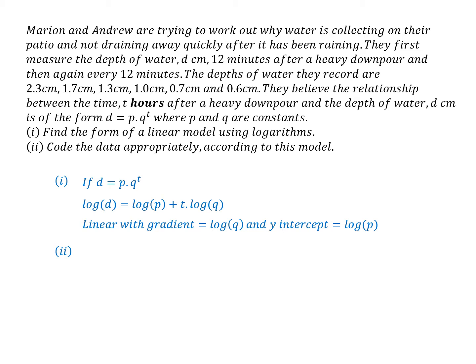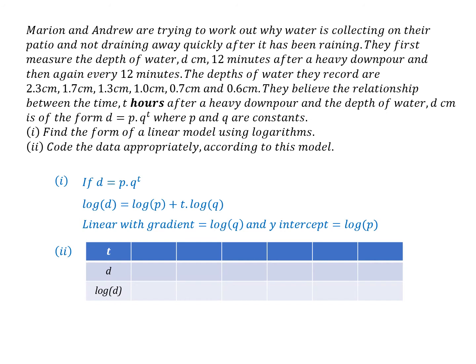So if we draw up a table, in this new model we're plotting t against log d. So that's why we need to just code the d's to log d's. We don't need to code the t's to log t. So what are the values of t? Well, the question stresses that t is measured in hours, and because the measurements are taken every 12 minutes, that is 0.2 hours. So the values of t start at 0.2.